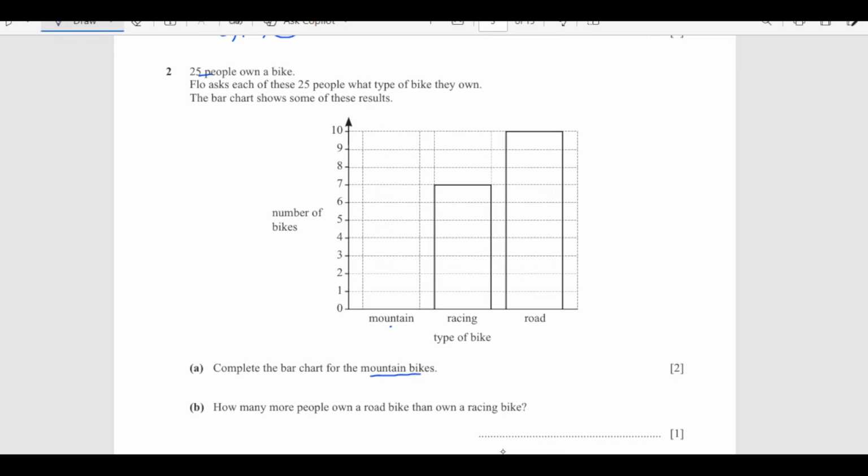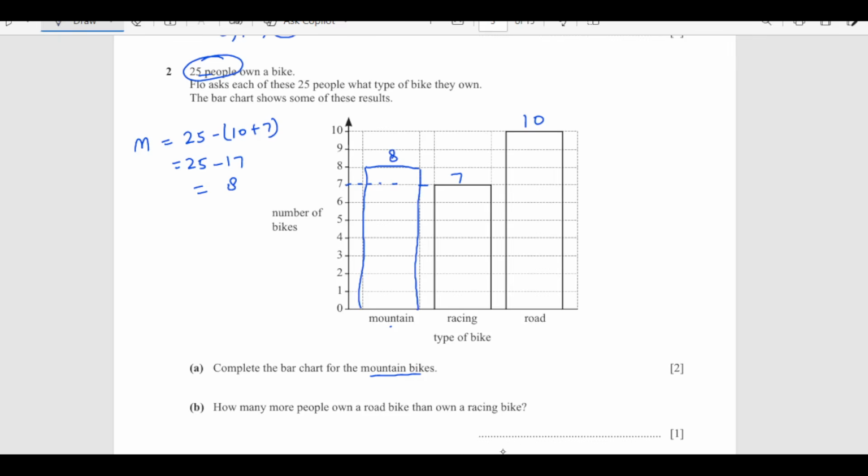Now we have the total is 25 here, and the other two are given. Racing, as you can see here, it is 7. You go from here, and this, if you see, it is 10. So what is the remaining? For the mountain, it's out of 25, we are going to subtract these two, 10 plus 7. So 25 minus 17 is 8. So for mountain we will have 8. So the frequency is 8, so we will draw the bar chart here. You use your ruler and then you can draw these lines.